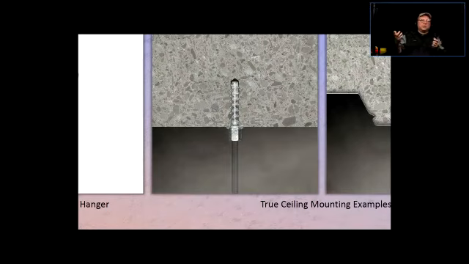Because what good is it if you can support 500 kilos if the ceiling structure you're driving into is not able to? It's maybe some kind of a softer material, right? So there are different things to consider.